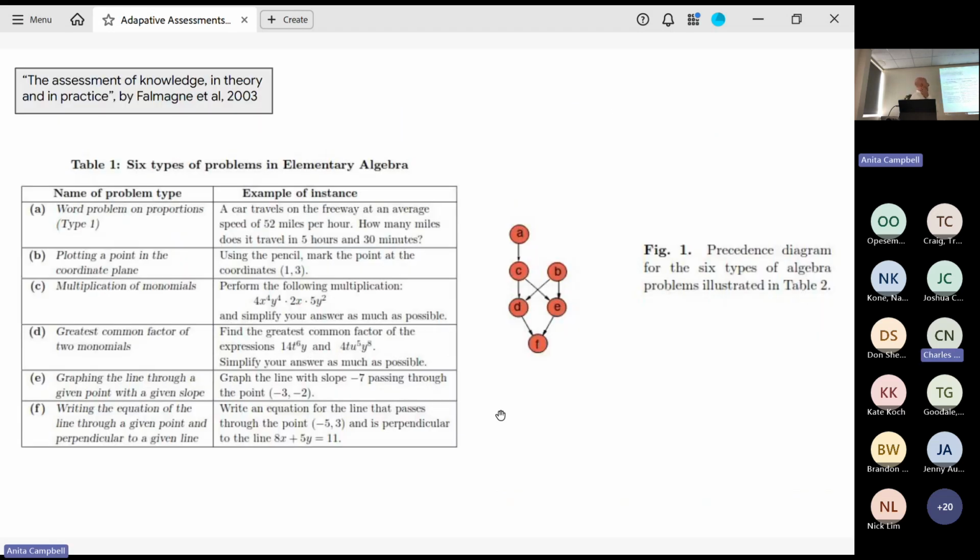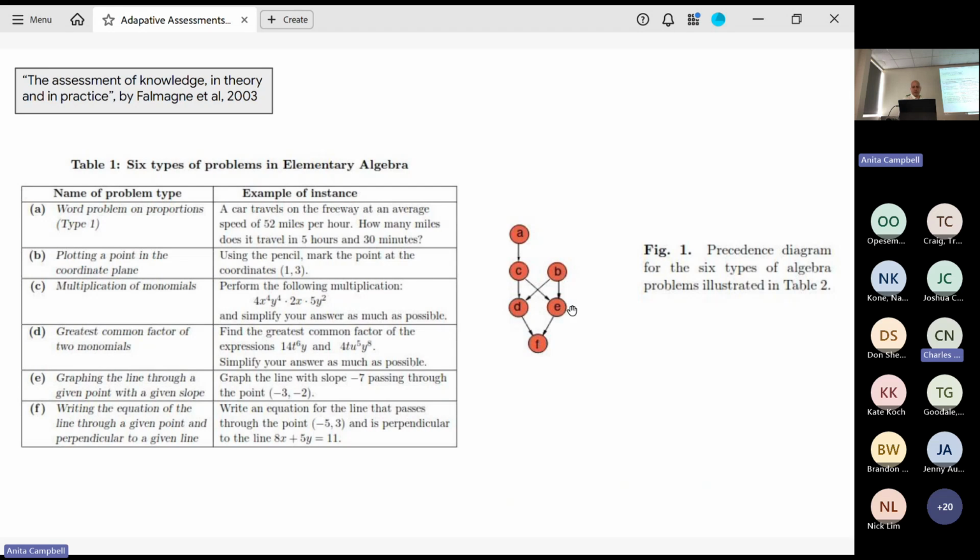Okay, so let's make it a little less abstract and give some examples. Again, I'm going to reference several things from this 2003 paper. These are just 6 hypothetical problem types that a student might encounter in a course that we would call elementary algebra. And they're related by this diagram on the right, which says, okay, if I want to be able to learn concept C, I must already have concept A as a prerequisite.